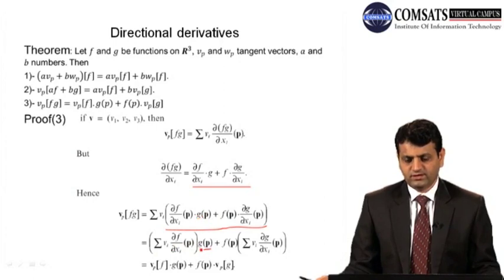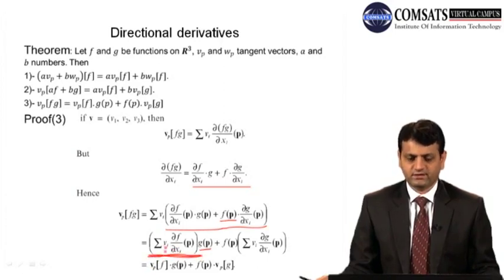So this is equal to the summation Vi partial f by partial xi at point P multiplied by g of p plus f of p, which is once again common in each and every term, multiplied by summation Vi partial g by partial xi at point P. Once again according to the lemma which we proved, this expression is basically the directional derivative of f in the direction of Vp, and this expression over here is basically the directional derivative of g in the direction of Vp. So we have proved the third part and the last part of the theorem.